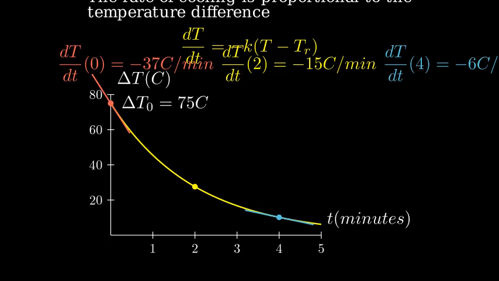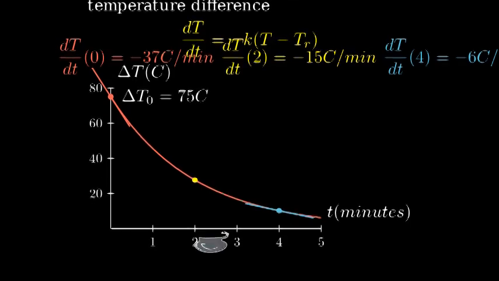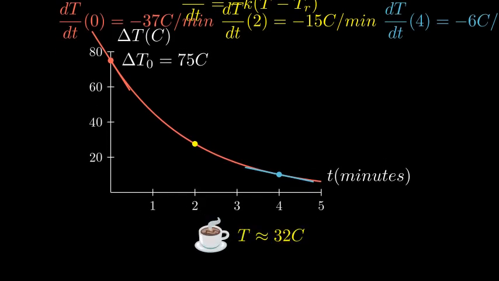This demonstrates a key principle of Newton's law of cooling. The rate of cooling is greatest when the temperature difference is largest and gradually decreases as the object approaches the ambient temperature. In practical terms, this means your coffee cools most quickly right after it's poured, and the cooling rate gradually slows down as it approaches room temperature.